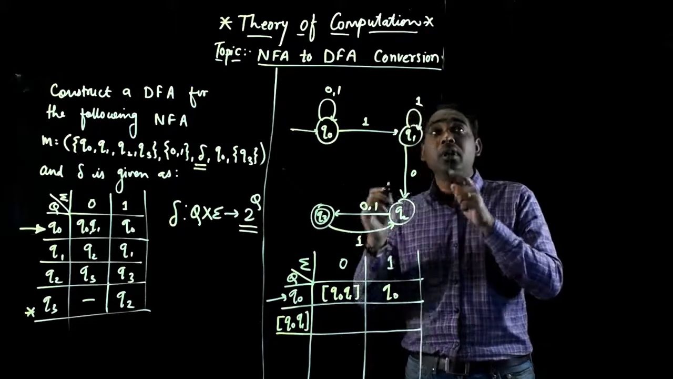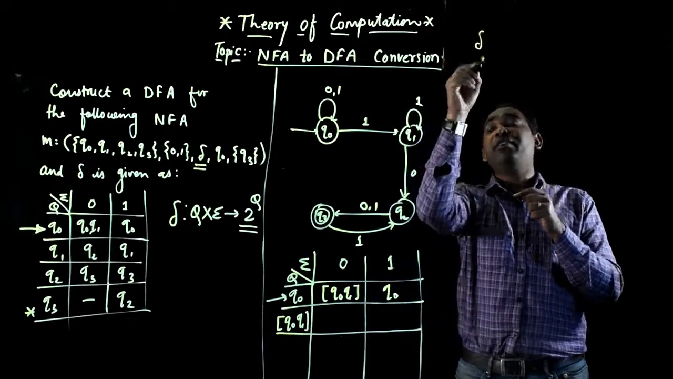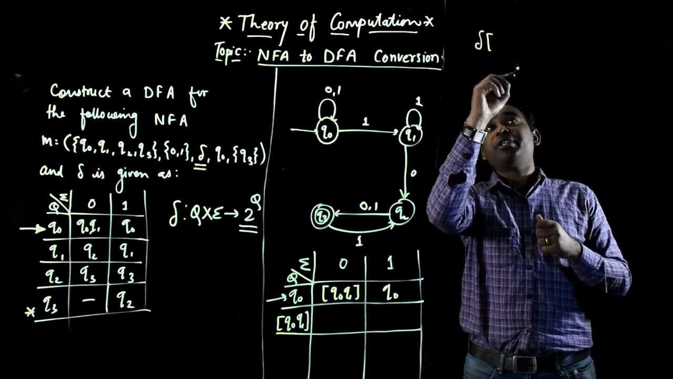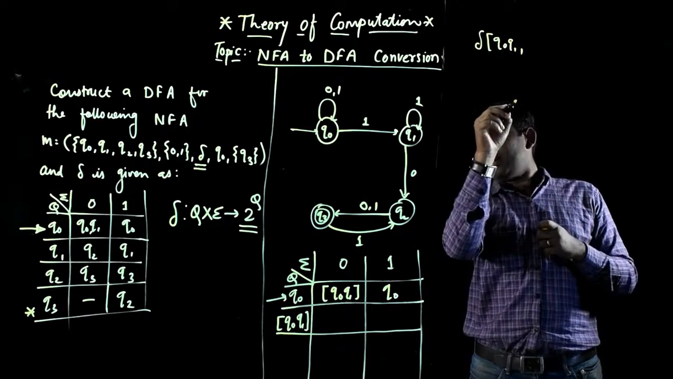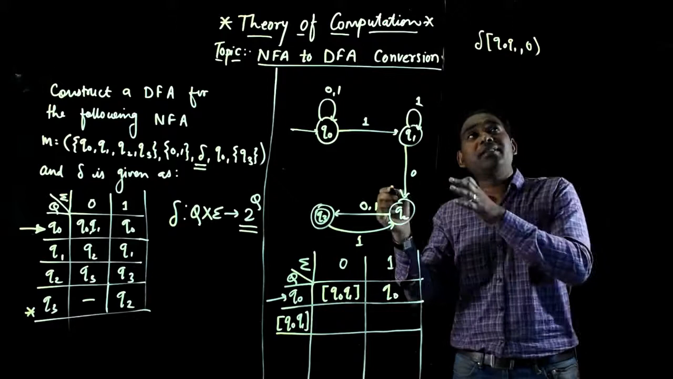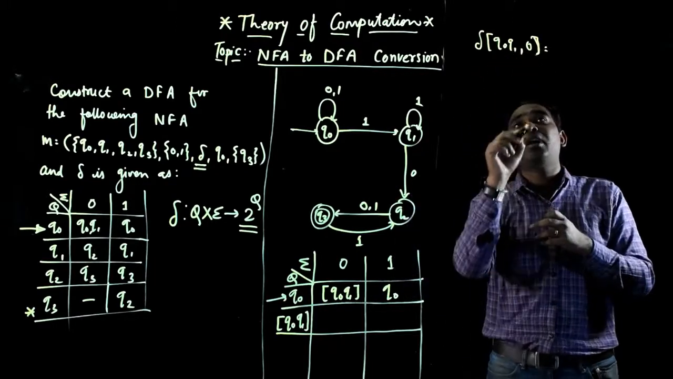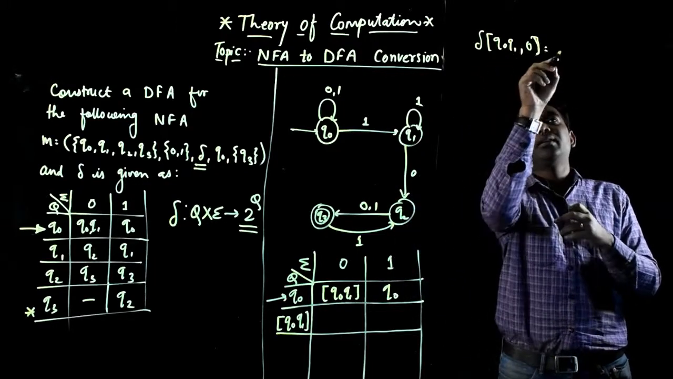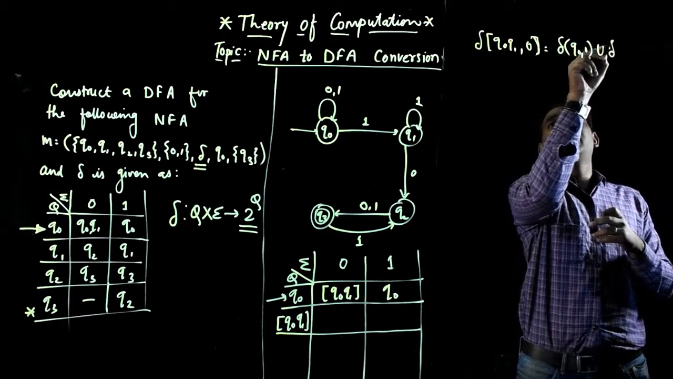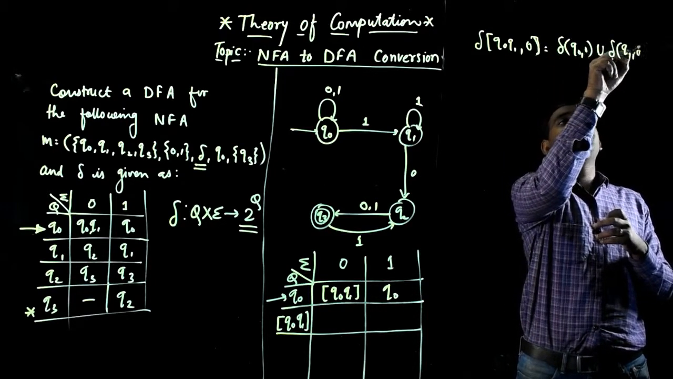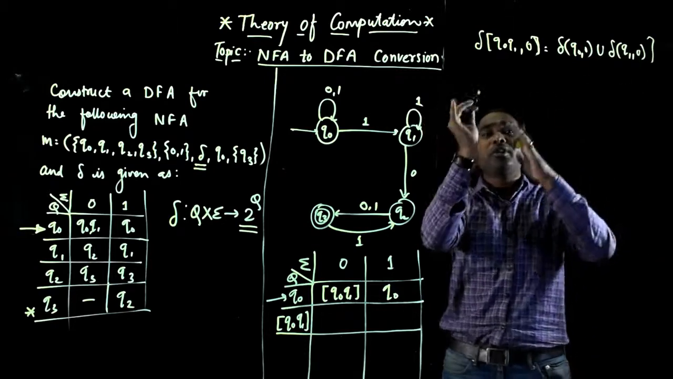That means here I need to apply the delta function. The delta function is delta of Q0, Q1, comma, 0. I need to find this transition, right? So how am I going to find it? It is delta of Q0, comma, 0 union delta of Q1, comma, 0. So I need to perform the union operation of these two.